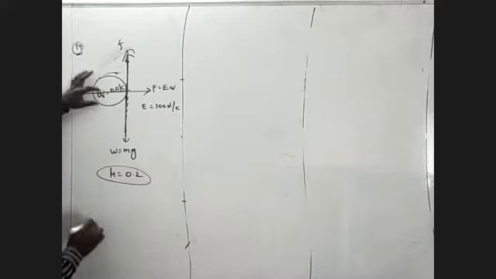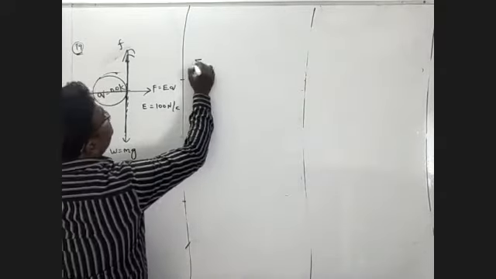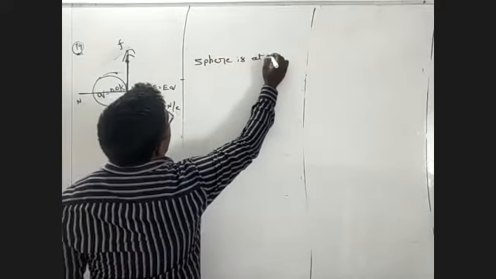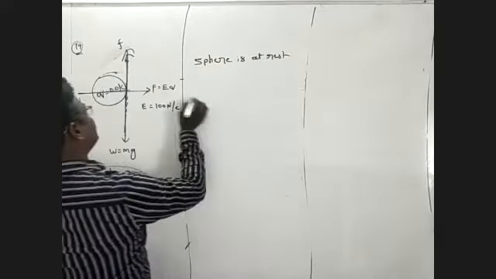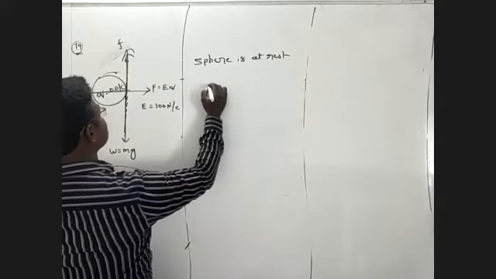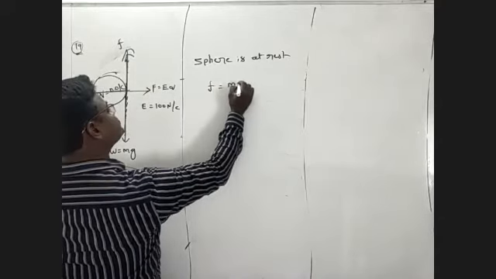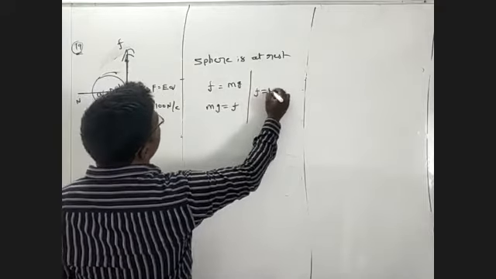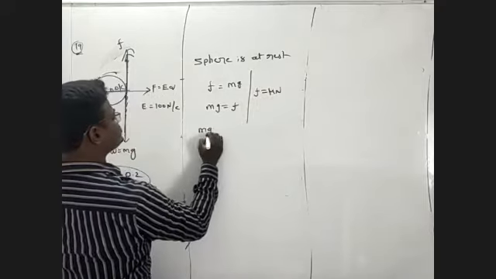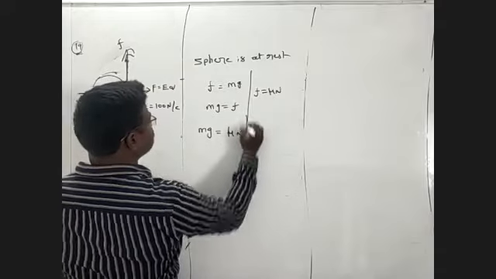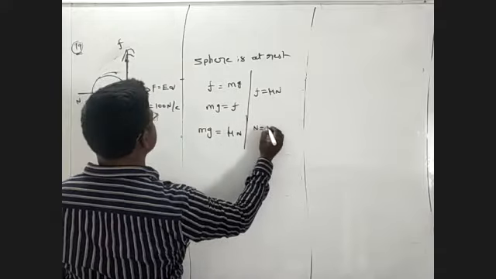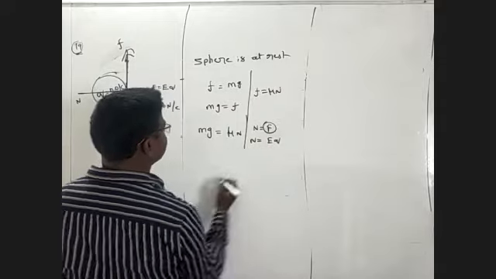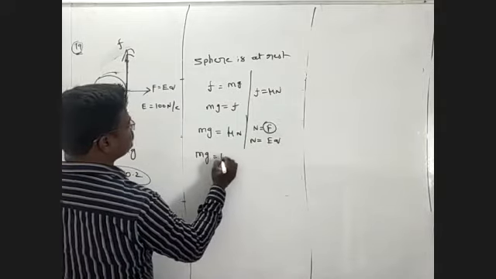Now come to the point. The sphere is at rest, so apply the balancing forces. That is, F is equal to mg. Do you know F is equal to mu N? So mg is equal to mu N. Now N is equal to the electric force EQ. So mg equals mu times EQ.